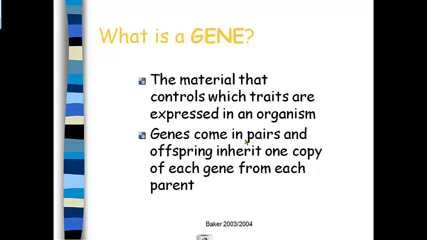So what is a gene? Well, inside the nucleus of a cell, we have chromosomes. Again, we have 23 pairs of them. Okay?